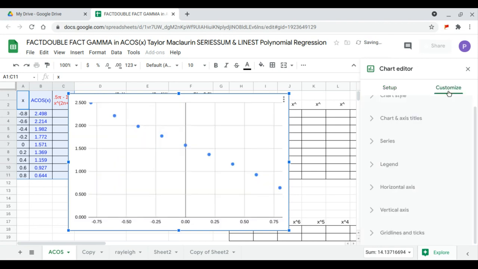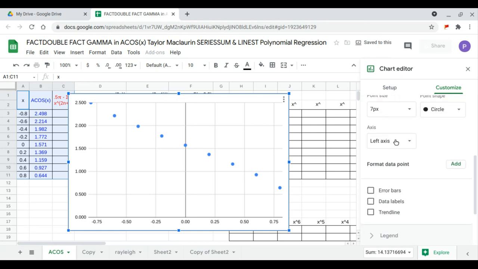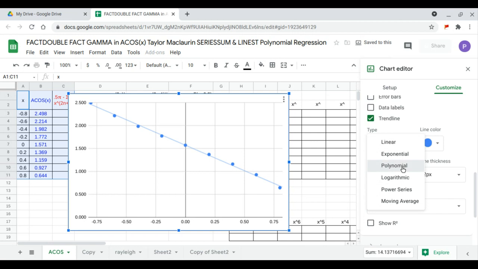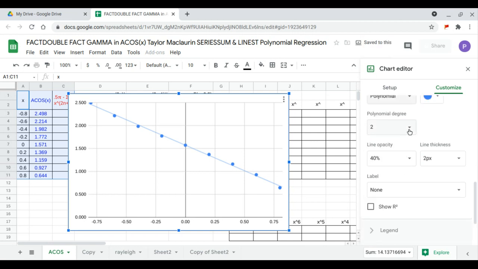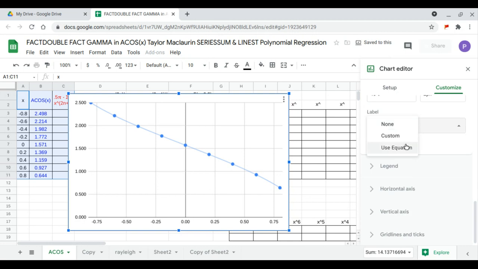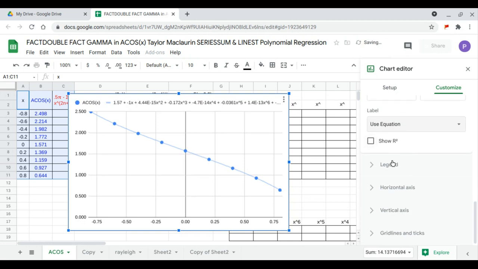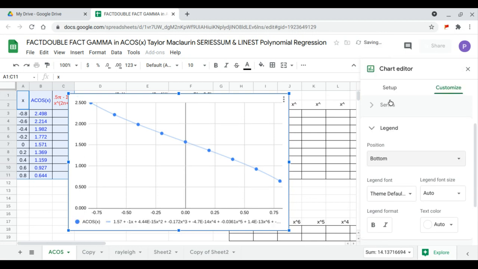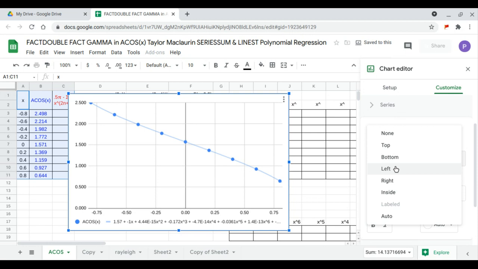Use row 1 as header. For the series, show the trend line, polynomial to the 8th degree. And for the label, use the equation. For the legend, position at the bottom or maybe on the left.